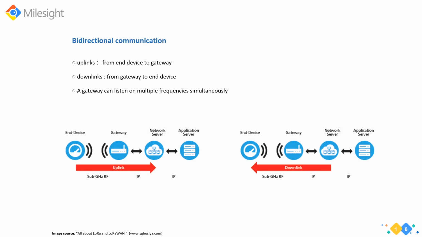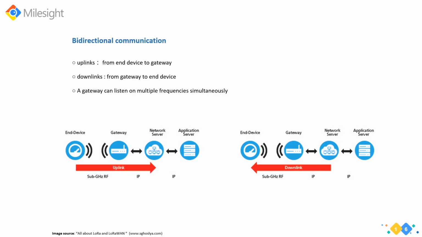A LoRaWAN-based network is made up of 4 important components: the end device, the gateway, the network server, and finally the application server. The end device sends data to the gateway, that is uplink, and the gateway passes the message onto the network server, which in turn passes the message onto the application server. So that is the uplink process.